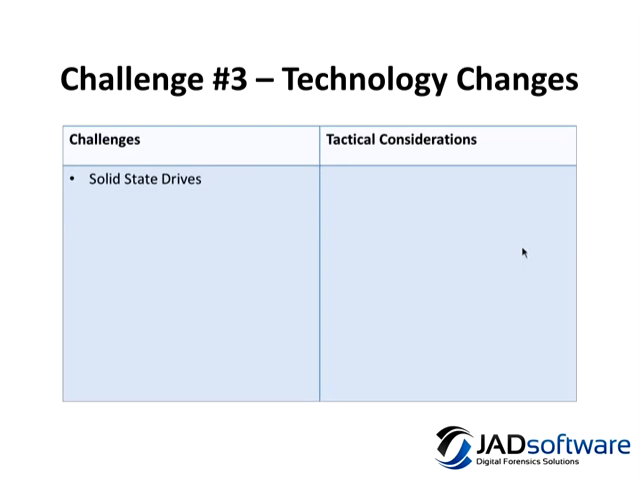So the last challenge that we're going to talk about today is technology changes, and one of those is solid-state drives. Solid-state drives have a feature called TRIM that essentially reduces the amount of deleted data in unallocated space. I won't go into the details of how it works, but it's essentially done to keep the speed of the solid-state drive high as it gets full, due to limitations of the SSD technology.